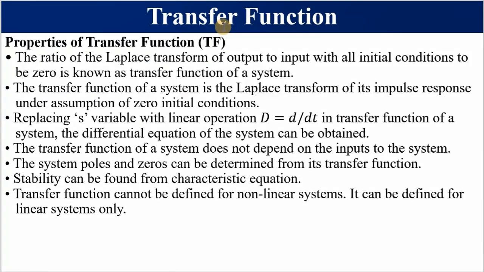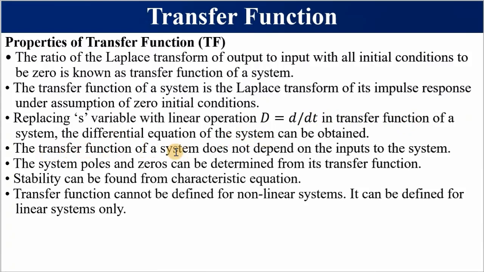The properties of a transfer function: we are saying the ratio of the Laplace transform of output to input with all initial conditions equal to 0 is known as the transfer function of a control system. Number 2, the transfer function of a system is the Laplace transform of its impulse response under the assumption of 0 initial conditions. Take note of this. And if we replace the s variable with the linear operator D equals d/dt in a transfer function of a system, we can find the differential equation of the system.